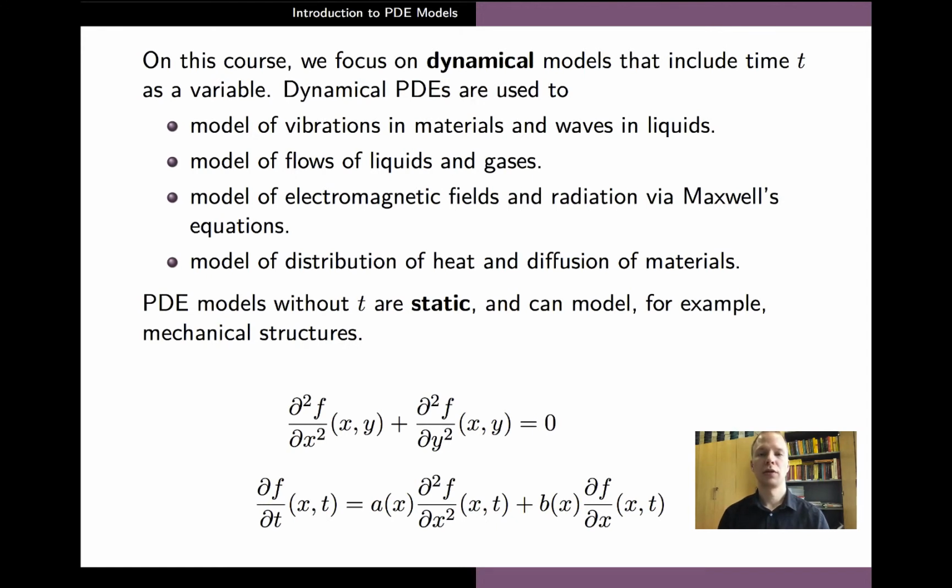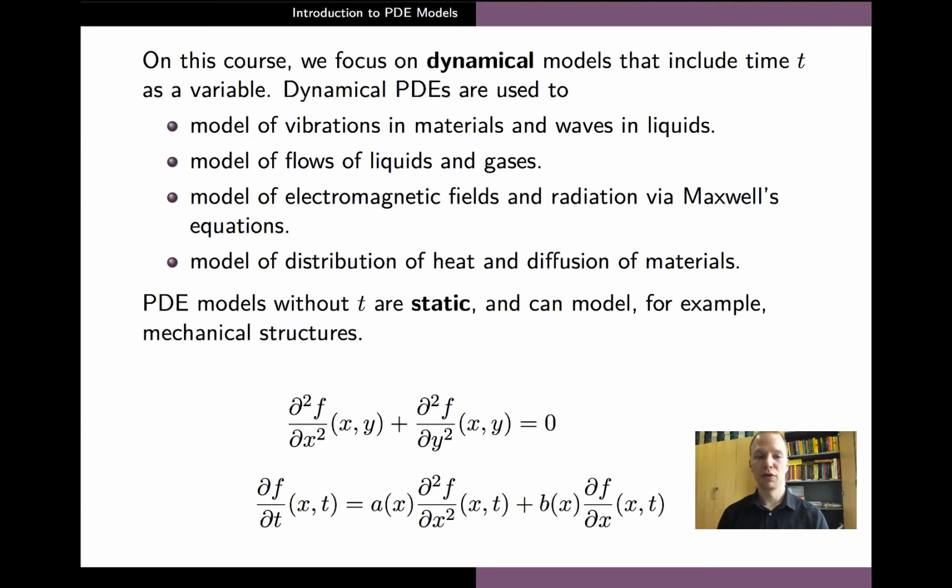On this course, we are mostly interested in PDEs that do include time t as a variable, and these PDEs are called dynamic. And such PDEs can be used to describe several real-world behaviors evolving over time, such as vibrations and waves, flows of liquids, electromagnetic fields and radiation, and diffusion of heat and materials.